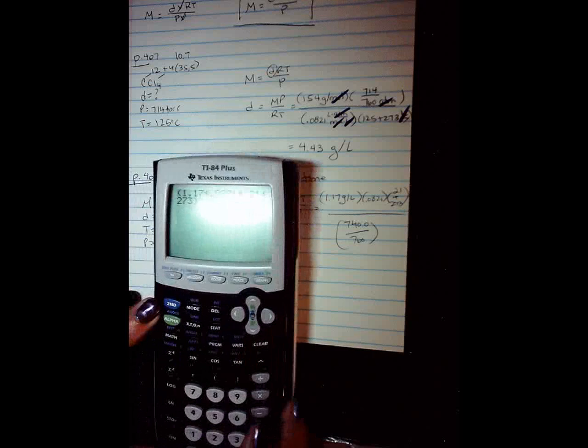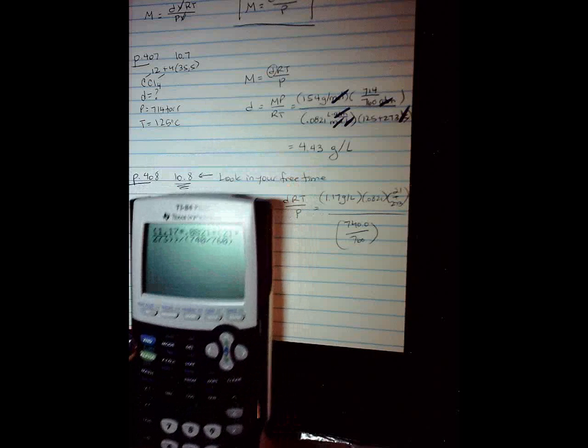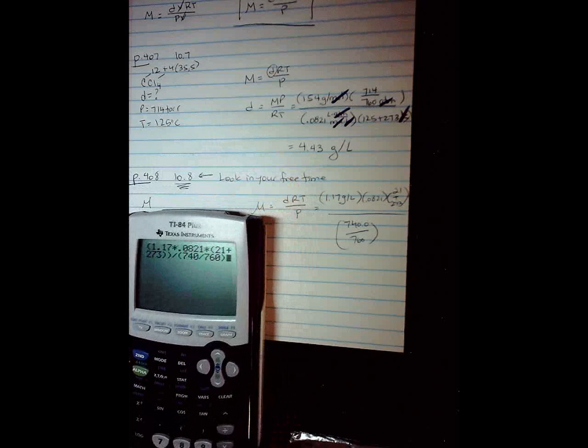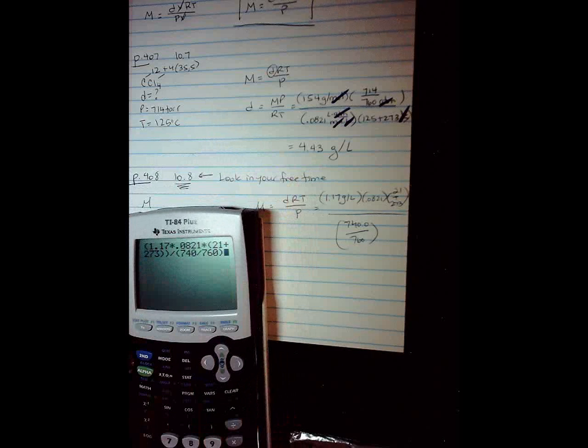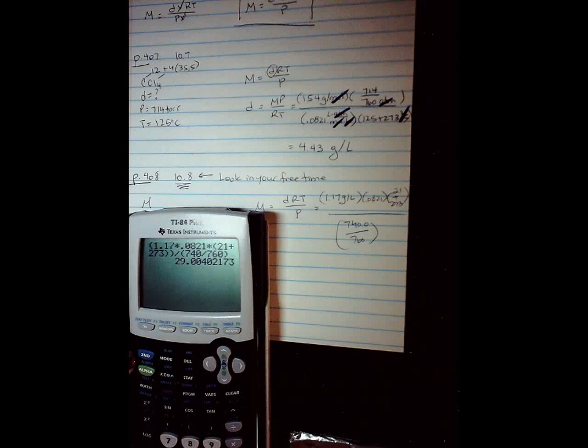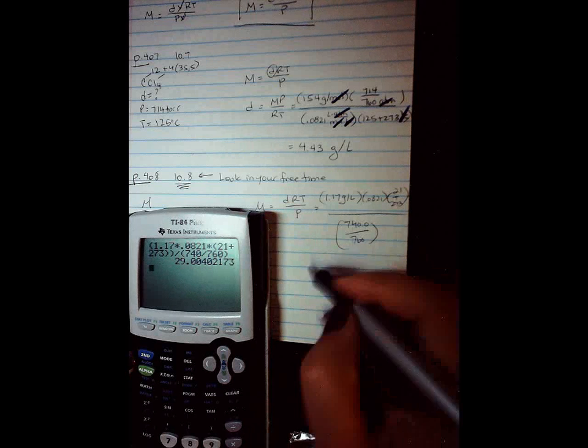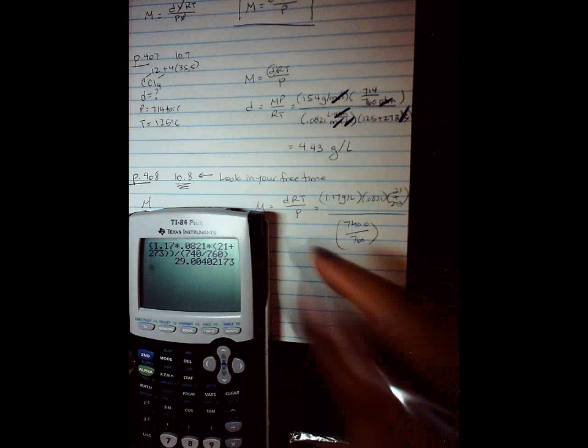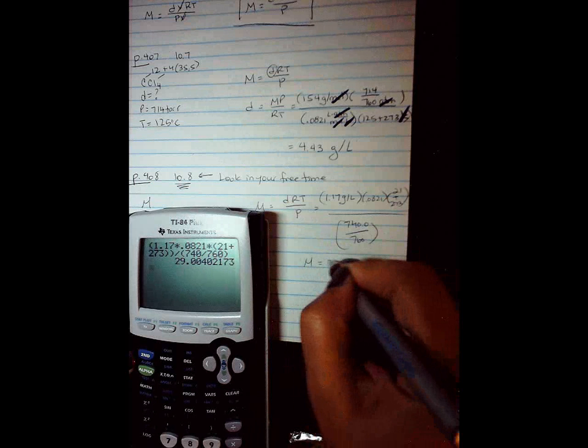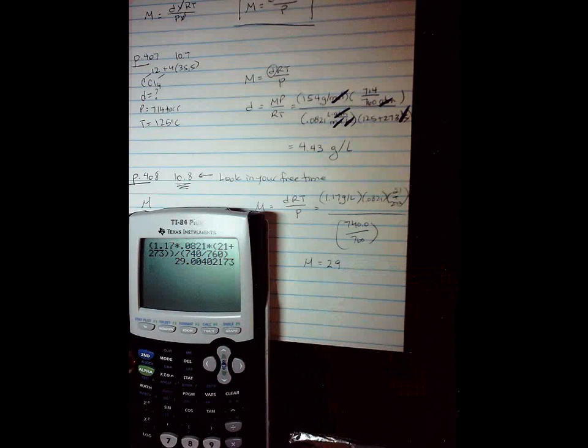And because I'm a friend of parentheses, it's easy enough for me to do that. Just type it all in one sentence, hit enter. I get 29. And you know I don't like to just see numbers that are naked without a unit. What is the unit for molar mass?